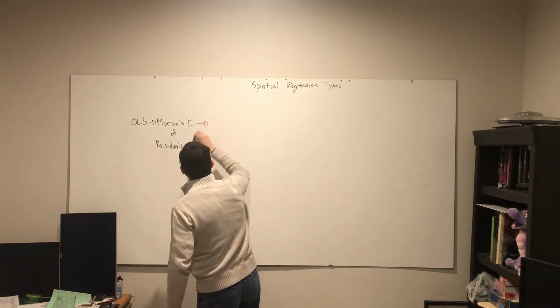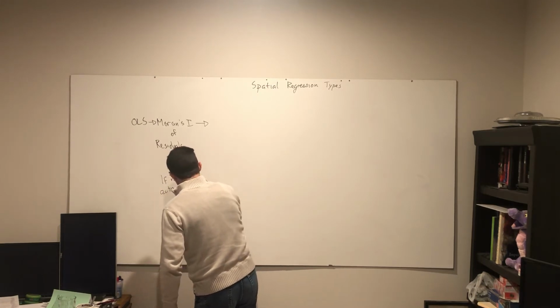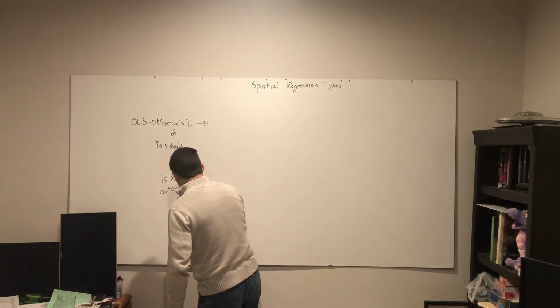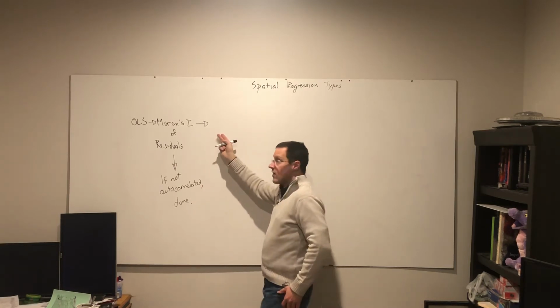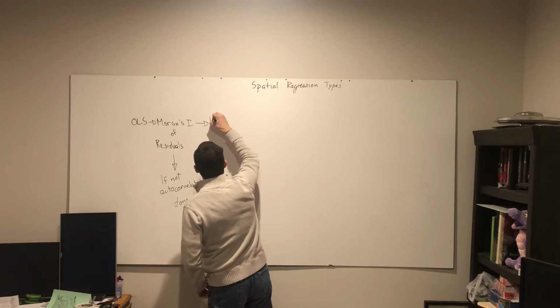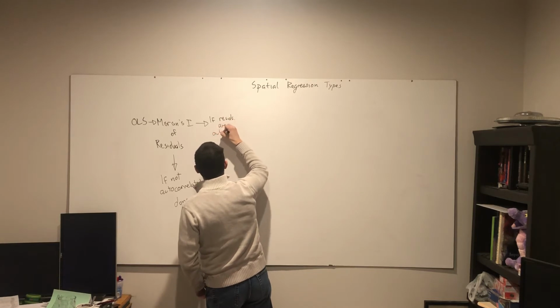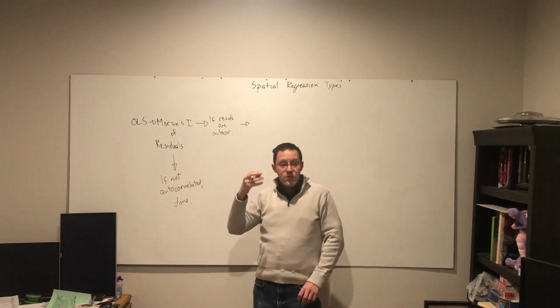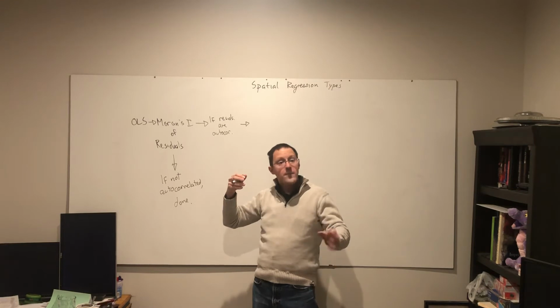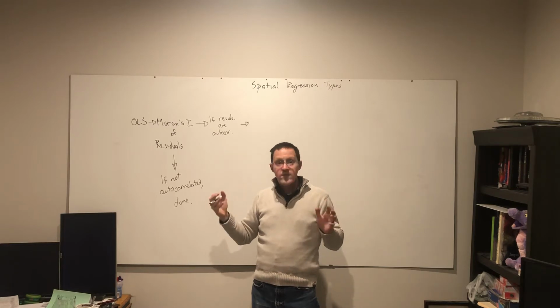If the residuals are not autocorrelated, we can just say we're done. But what if they are? If the residuals are autocorrelated, that may suggest the use of some kind of spatial regression. What kind?